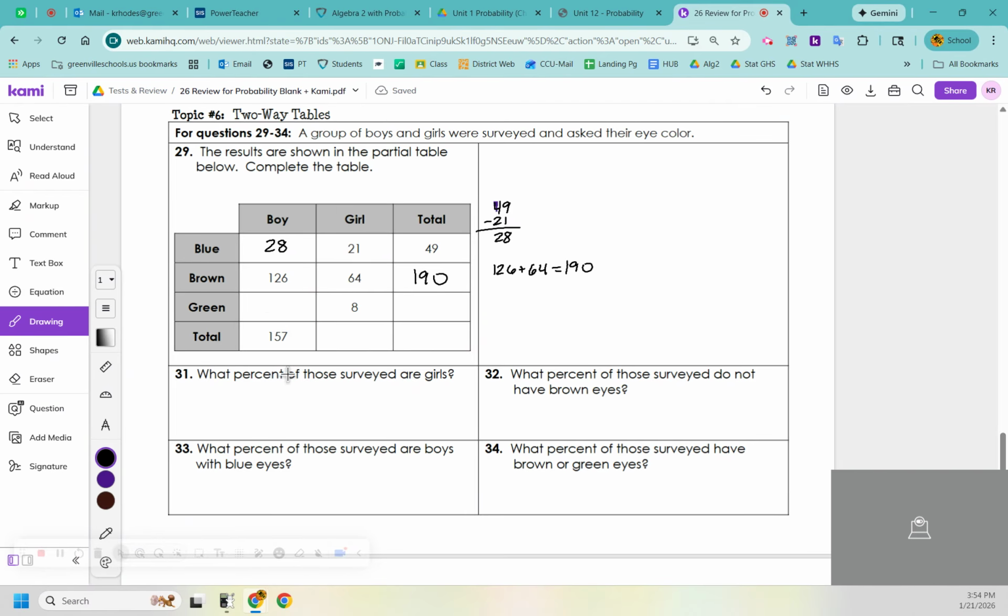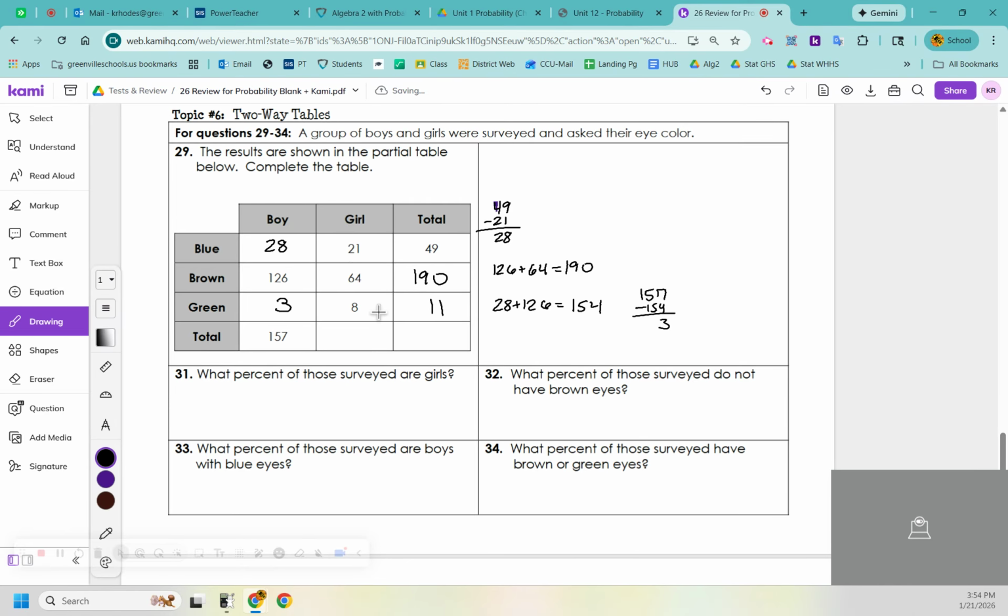Here, this column has to add up, so you can do 28 plus 126 subtracted from 157. So 28 plus 126 is 154. So 157 minus 154 is 3. So this has to be 3. 3 plus 8 is 11.